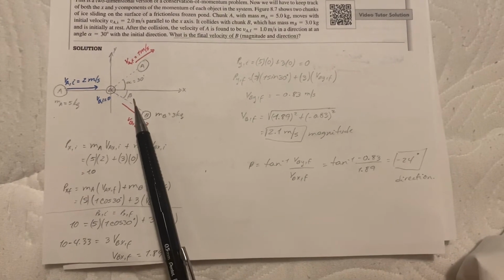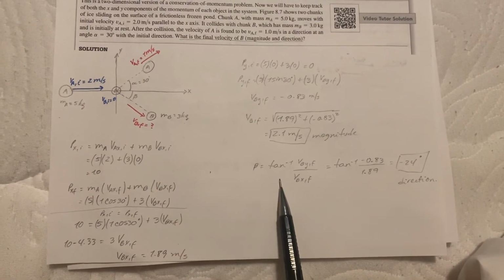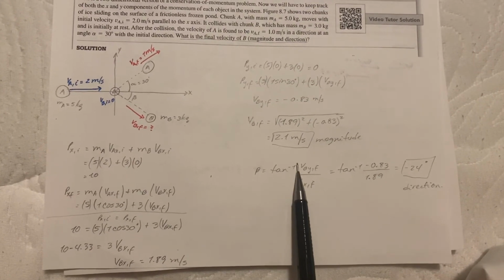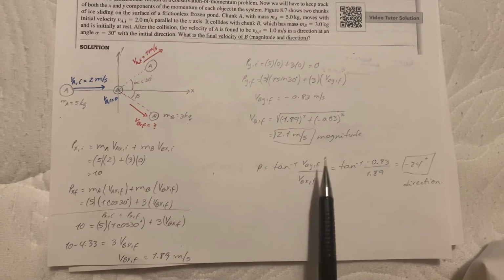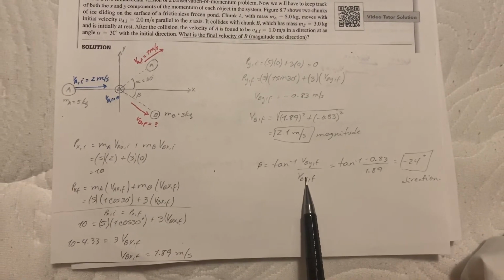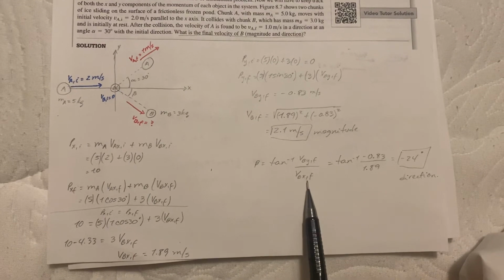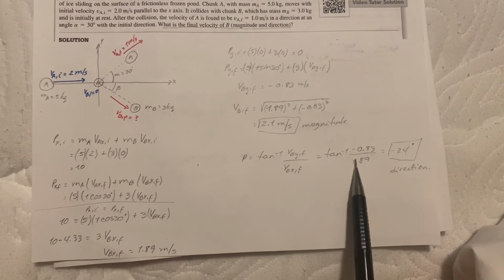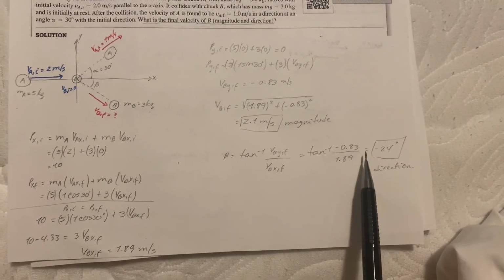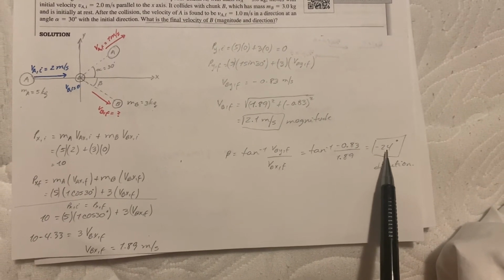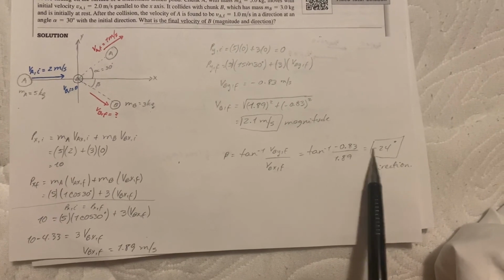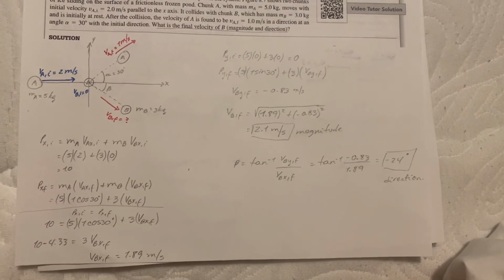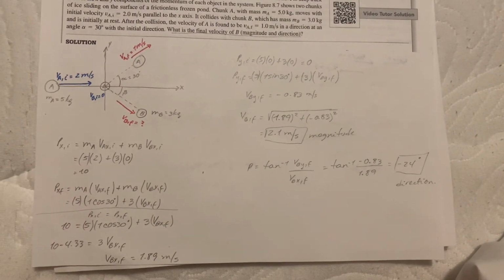And to find the angle, this angle here, beta, I'm going to use tangent to the minus 1 of the final velocity of chunk B in the y direction over the final velocity of chunk B in the x direction. We plug in the numbers, and that is going to give us a 24-degree angle, but negative. It is this one right here. So that is how you solve this problem.